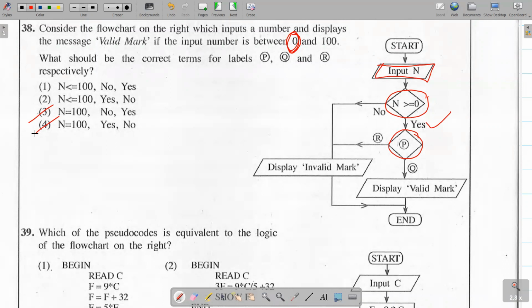And if it is yes, then only you can display the valid mark, because larger than 0 comes as yes and less than or equal to 100 comes as yes. Then it comes to a valid mark. So yes, P is n less than or equal 100. Q is yes. So here the Q position said as no. So it is also gone. Correct answer is going to become the second.